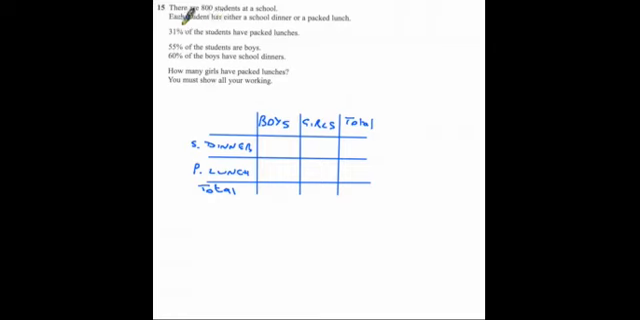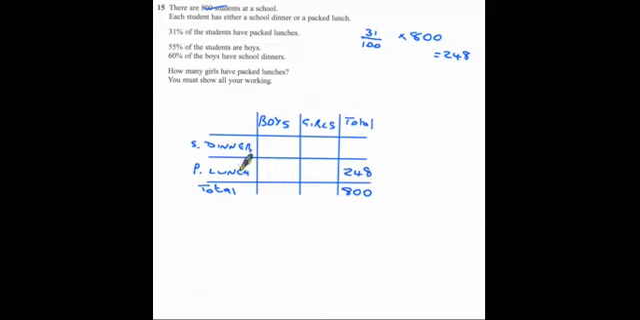Let's complete the table. So we know altogether there are 800 students at a school. So the total here is 800. The first piece of information after that is that 31% of the students have packed lunches. So we need to find 31% of 800. So that is 31 divided by 100 times 800. And that gives us 248. So total number of students with a packed lunch is 248.